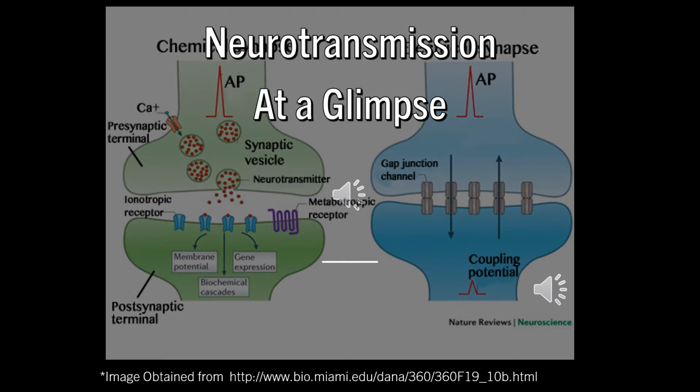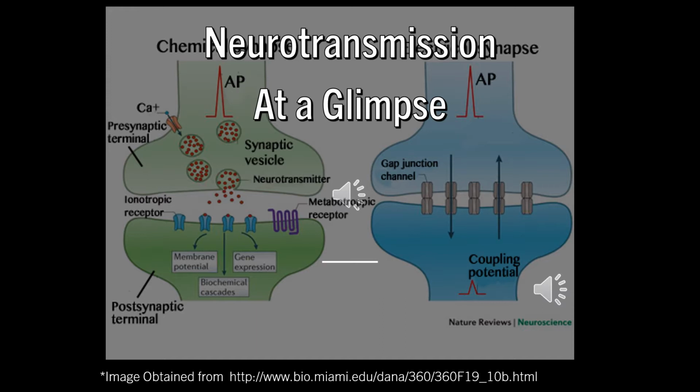Neurotransmission is the process that allows our brain cells to communicate with each other. The area that serves as the junction between a signal sending cell and a signal receiving cell is called a synapse. There are two types of synapses, electrical and chemical.